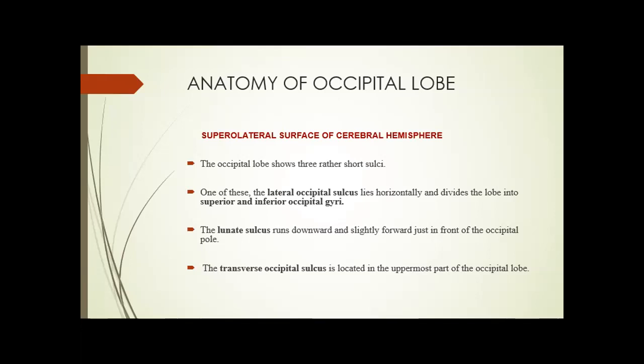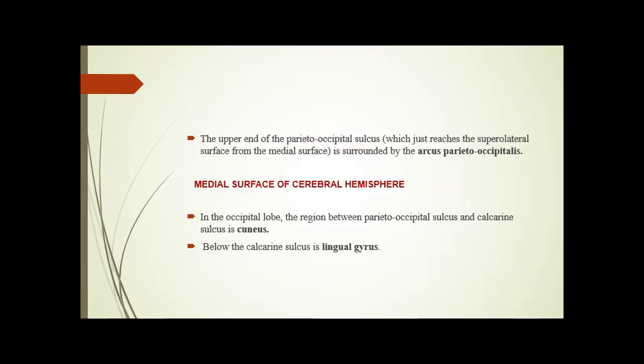On the supralateral surface of the cerebral hemisphere, the occipital lobe shows three short sulci. One of these, the lateral occipital sulcus, lies horizontally and divides the lobe into superior and inferior occipital gyri. The lunate sulcus runs downward and slightly forward, just in front of the occipital pole, and the transverse occipital sulcus is located in the uppermost part of the occipital lobe. The upper end of the parieto-occipital sulcus, which just reaches the supralateral surface from the medial surface, is surrounded by the arcus parieto-occipitalis.